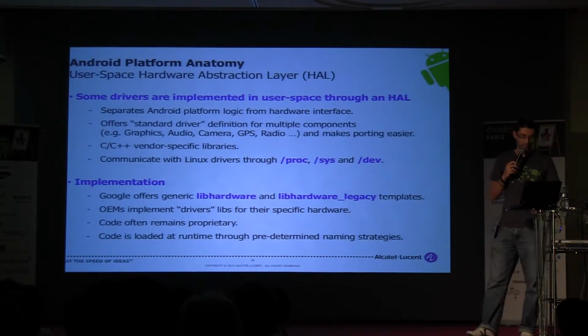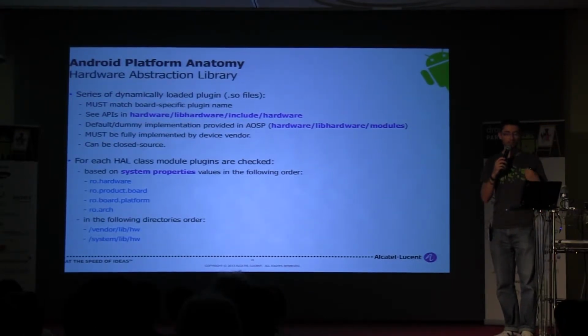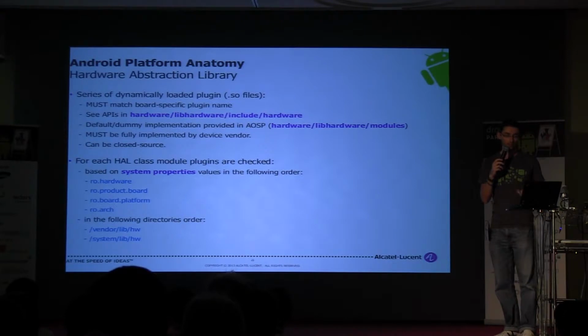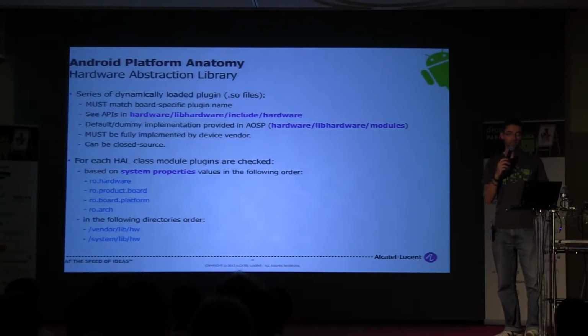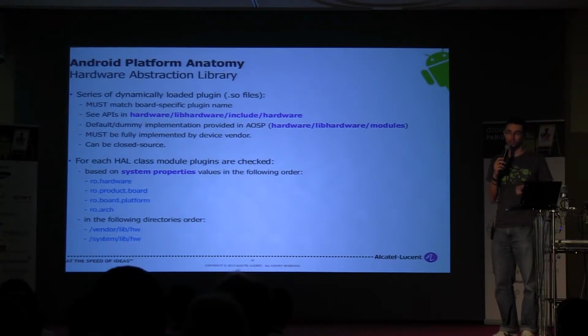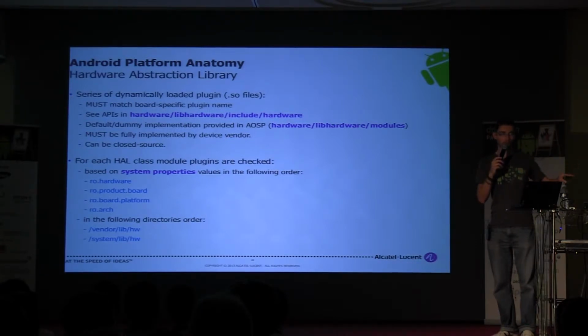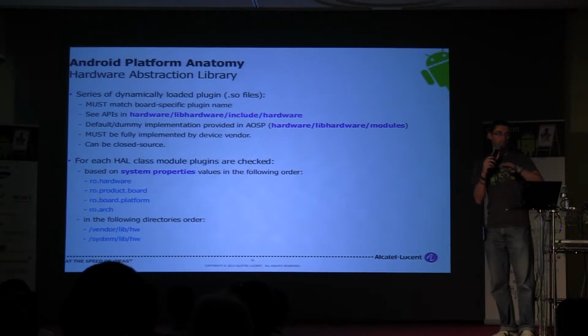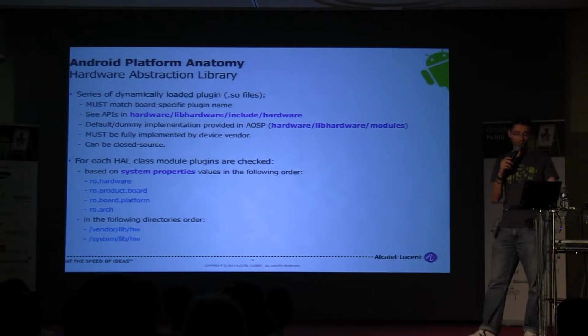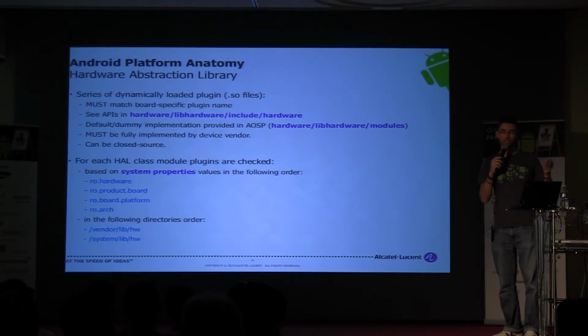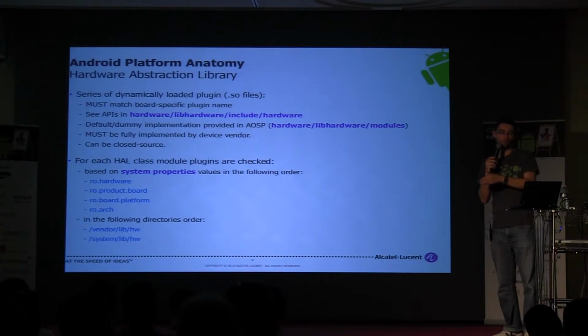And the HAL is a set of dynamically loaded shared libraries, so they are in the form of .so files. Google provides an API for that, in the libhardware include hardware directory within the AOSP sources. With this API, they say, okay, these are all the functions that you, device manufacturers, have to implement in this .so file so that application developers are happy. And then they use different system properties, for example ro.hardware or ro.product.board, to say, okay, this is some board from TI, so I can load this HAL. And this is a board from Qualcomm, so this is another HAL that I have to load.